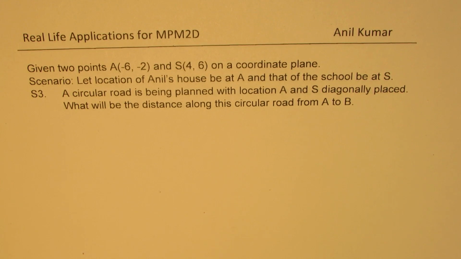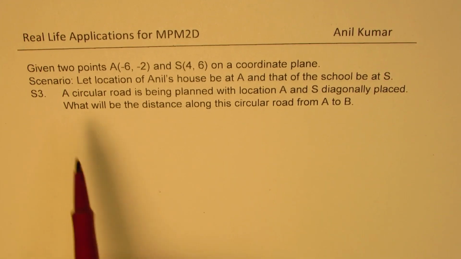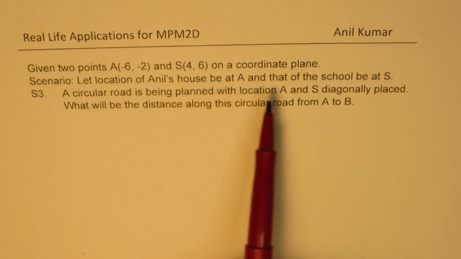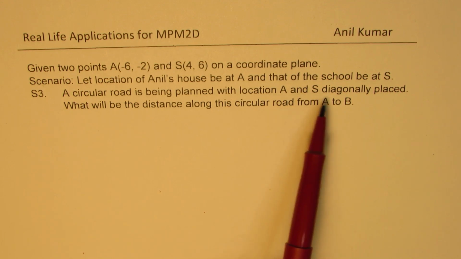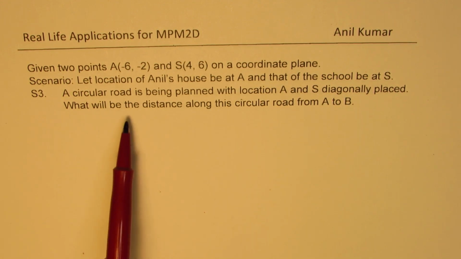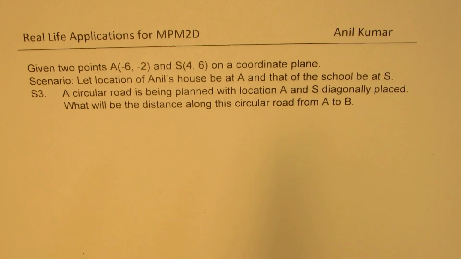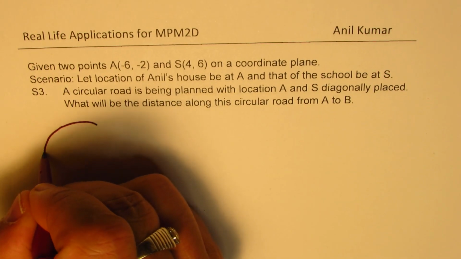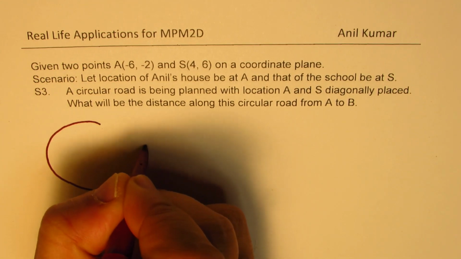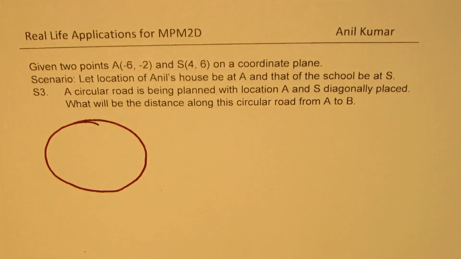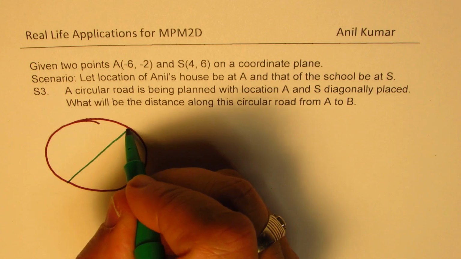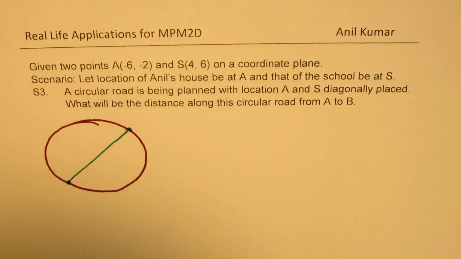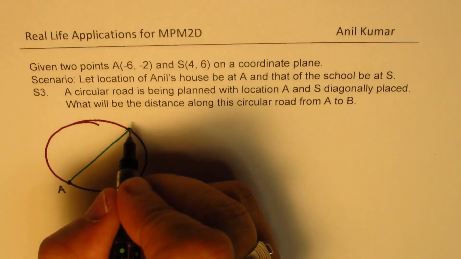So now let's take the third scenario, which is given these 2 points. Anil stays at point A, school is at S. A circular road is being planned with locations A and S diagonally placed. What will be the distance along the circular road from A to B? So we are interested in finding the circumference now, right? So I'll just make a circle first, and let's say this is our circle, and diagonally we'll place A and S. Okay, so that's diagonally. So we need to find the circumference. This is A and this is S.